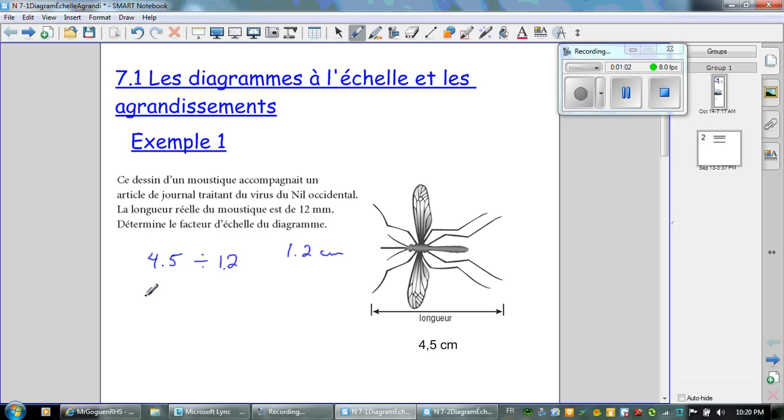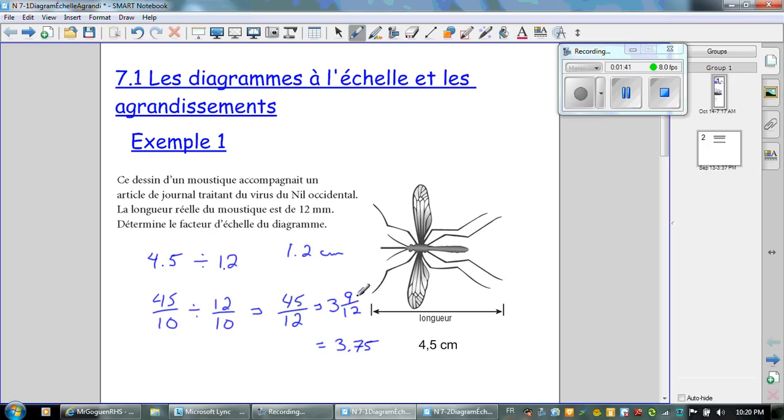Now remember, to divide you need a common denominator. If you can't divide decimals, just put them in fraction. 45 tenths divided by 12 tenths. So your answer would be 45 over 12. So your ratio would be 3, and you would have a remainder of 9/12. So basically 3/4. So your ratio is 3 and 3/4.